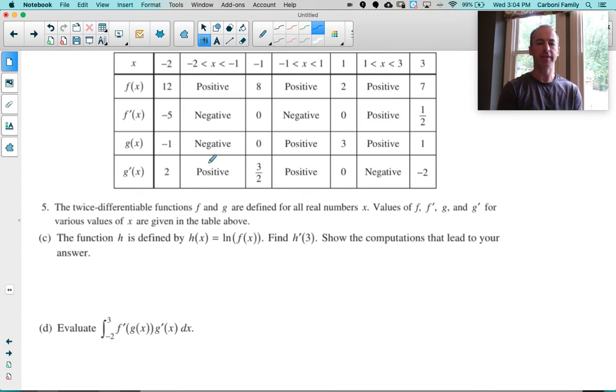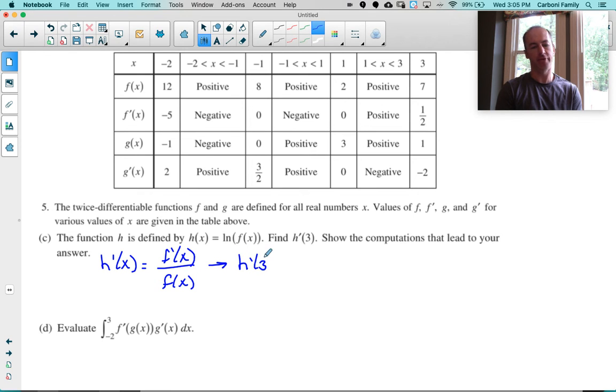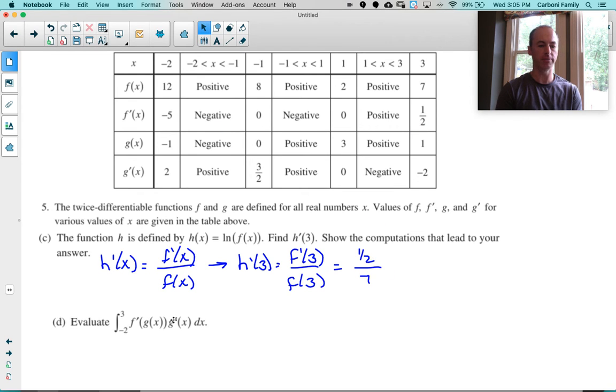Moving on to part C, they introduce a function h, which is ln of f of x. Find h prime of 3. This one's going to be relatively quick. If you're going to find h prime of 3, you first have to find h prime of x, and the derivative of a natural log is the derivative of the inside, known as the argument, divided by the inside. And if that is h prime of x, h prime of 3 would equal f prime of 3 over f of 3, and both of those values should be in the table. F prime of 3 is 1/2. F of 3 is 7, and I would stop there. No point in cleaning that up or simplifying it in any way, which brings us to part B.